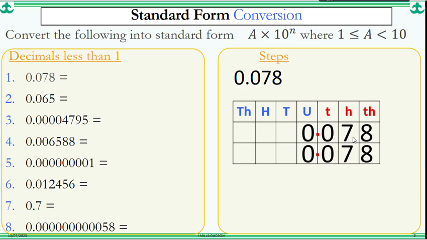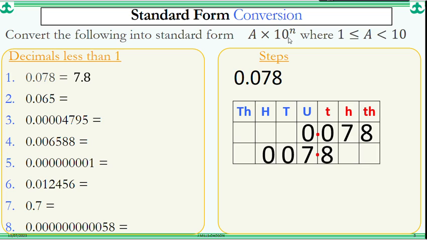And we can only make 7.8 when we shift this digit to the left. But how many spaces are we going to shift it? Let's see. So which means that the 8 has moved 1, 2, the 7 has also moved 1, 2. Each digit will move 2 spaces to the left. So which means our a value will be equals to 7.8.